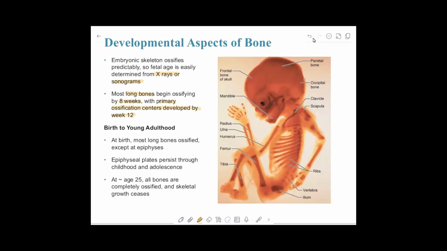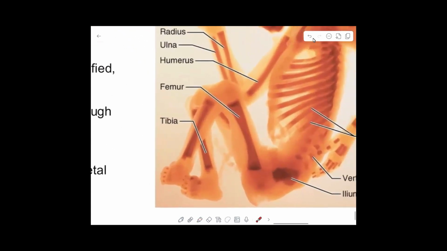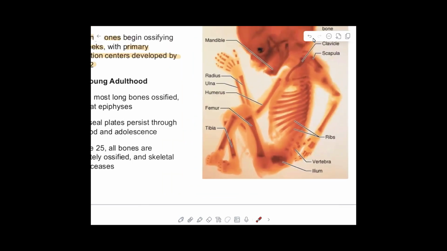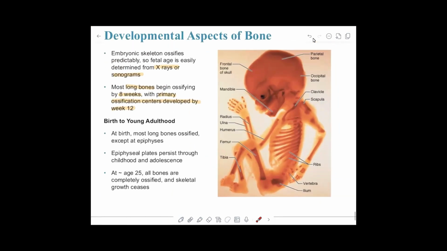After that is the secondary ossification center. So for some of these long bones, like the femur, for example, you can see there's no current primary ossification center, but there are secondary ossification centers here. So during birth to young adulthood, at birth, most long bones have ossified, except at the epiphysis. Epiphyseal plates persist through childhood and adolescence, but by age 25, all bones are completely ossified.